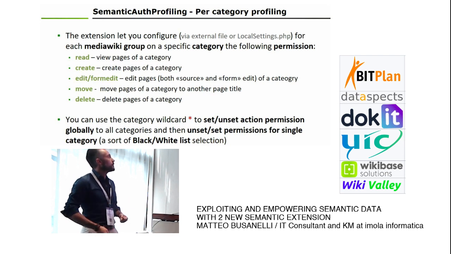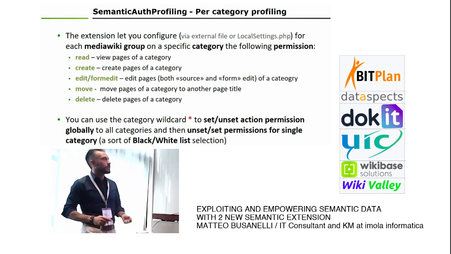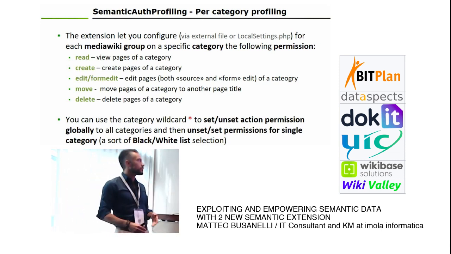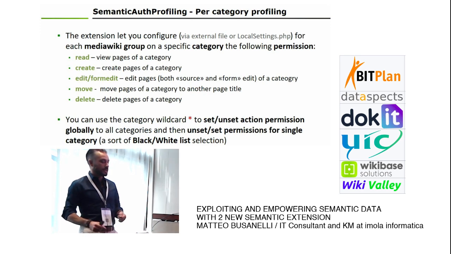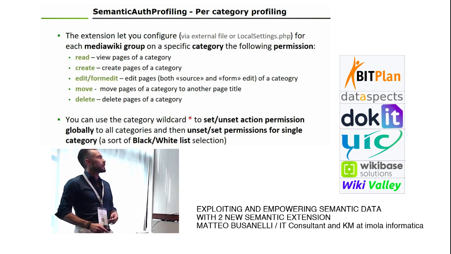Okay, I said that you can specify all permissions for a specific category and a specific group, and also you can use a wildcard to set or unset action permission globally to all categories, and then unset or set permission for a single category. That is for implementing a sort of black or white list. But let's see an example.